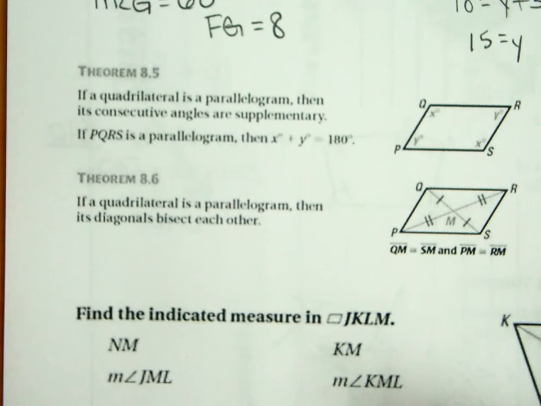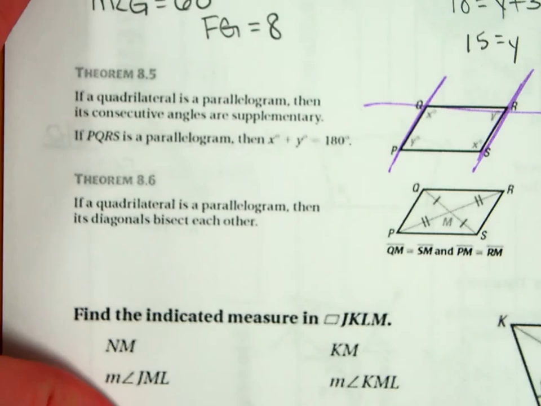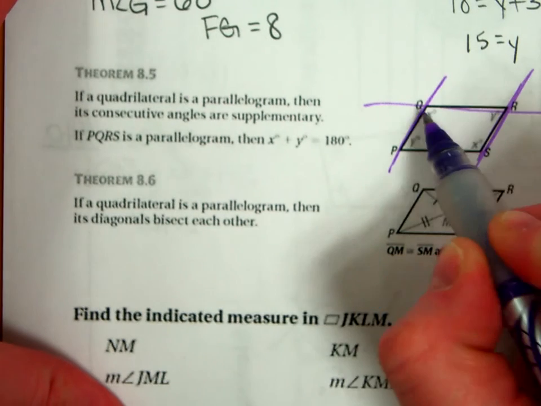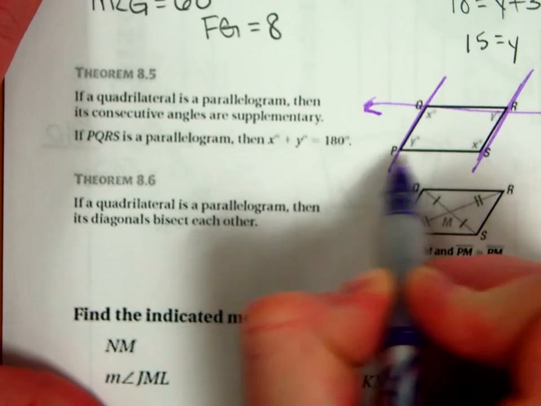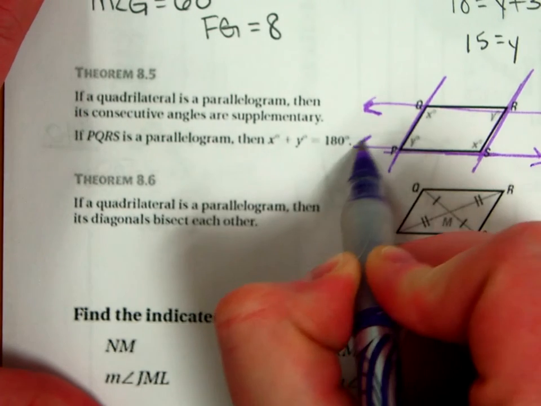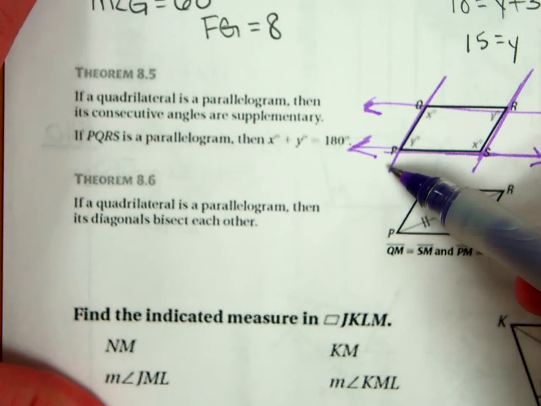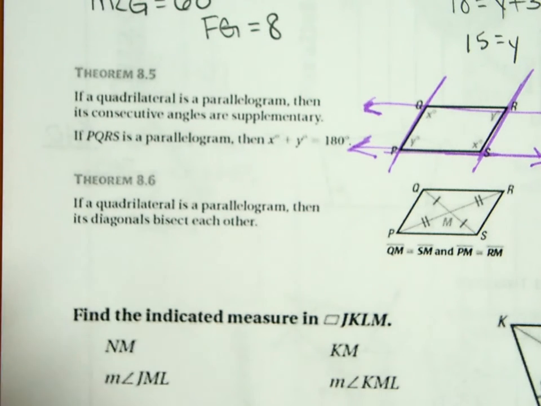Here's the reason why. If you have parallel lines, this would be a transversal. This transversal means these are consecutive interior angles, which means they have to be 180. If this line that I just drew arrows on, and this line here that I just drew arrows on, are parallel, these become transversals. So these are consecutive interior angles. That's why consecutive angles are always supplementary in a parallelogram.